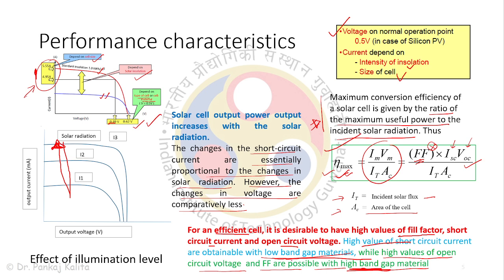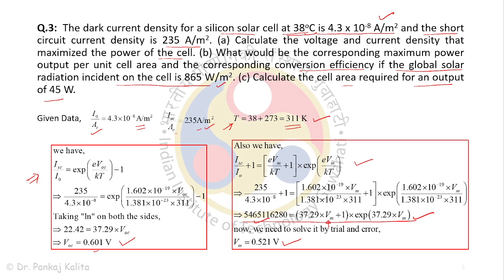And in low band gap, this V is low, so your short circuit current value will be more. I hope this general understanding has been developed till now. This is a numerical based on the formulas that we have just studied.